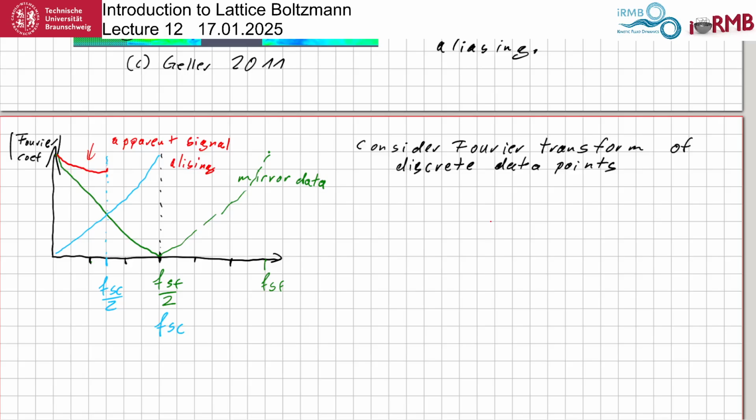That means that the overlapping nodes do need interpolation in space. They do need something. So say this is the sampling frequency on the fine grid, and FSC is the sampling frequency on the coarse grid.